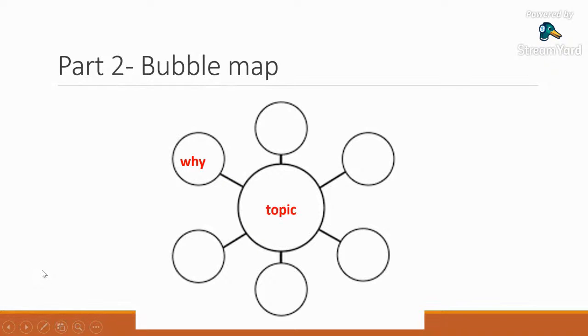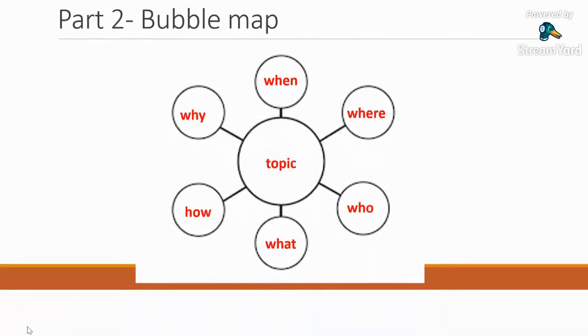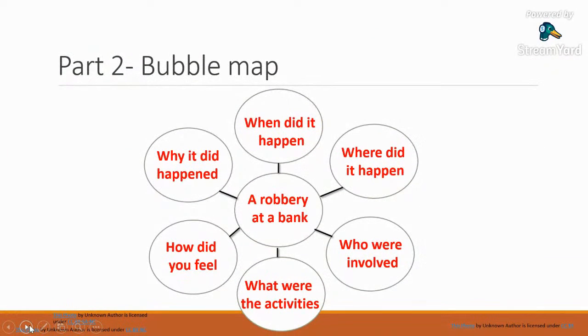Example, the topic will be in the middle, then you have when, where, who, what, how, and why. So this bubble map will definitely be in your part 2 question. Okay, so example, a robbery at a bank, for example.